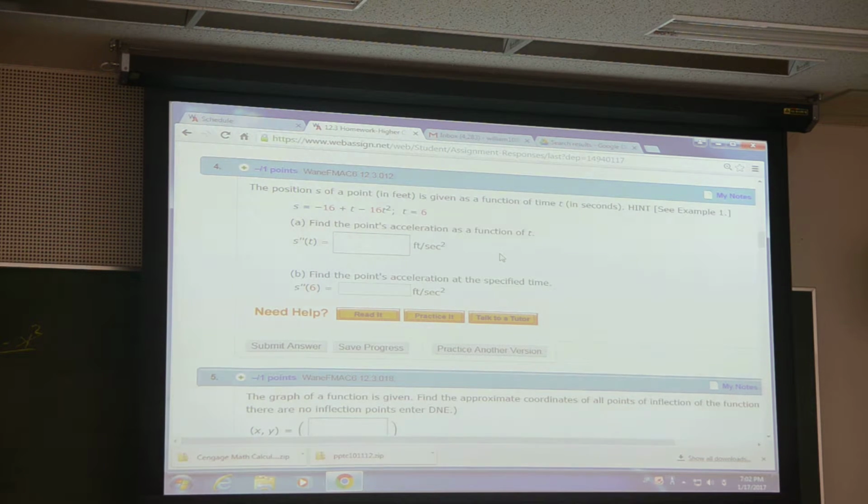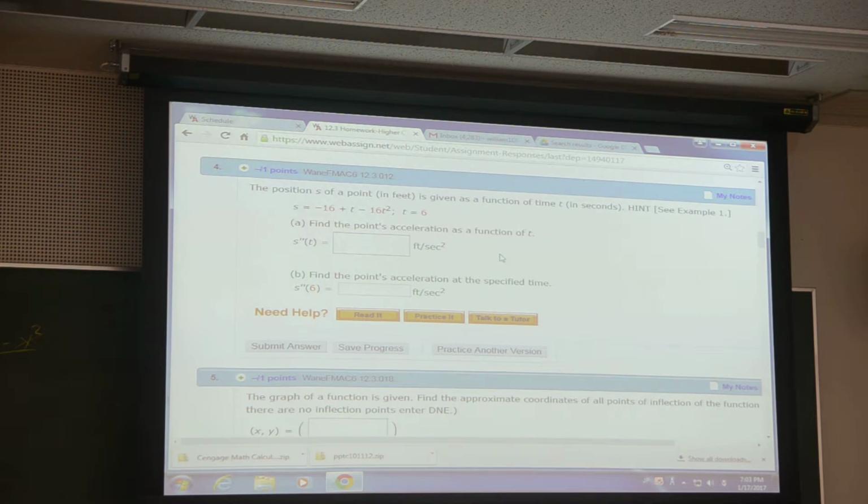Okay? So what's the answer? Minus 32. Does the answer have a t in it? No. What's the answer again? Minus 32. There's no t there, right? What does that mean? It means the acceleration doesn't depend on t. There's no t in there. So if it doesn't depend on t, it means it doesn't depend on time. It means it's always minus 32. So we call that constant acceleration. Okay? That's called constant acceleration.